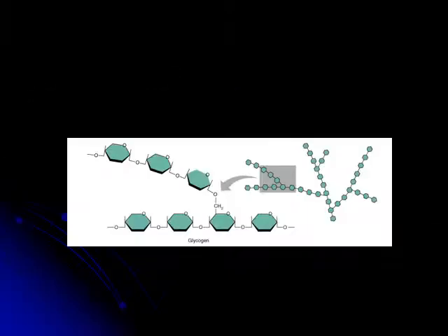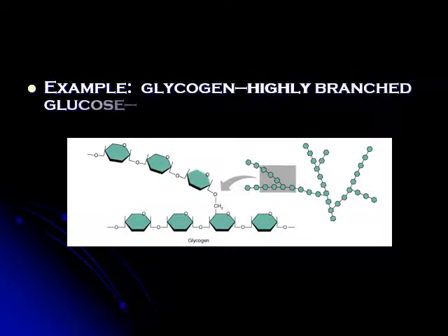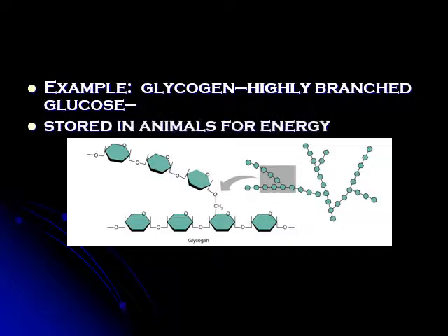Animals have a storage form too, and it is not called starch. It is a highly branched molecule, and it's called glycogen. So glycogen is this highly branched glucose. It's not just lightly branched, it is highly branched glucose. And this is stored in animals for energy.